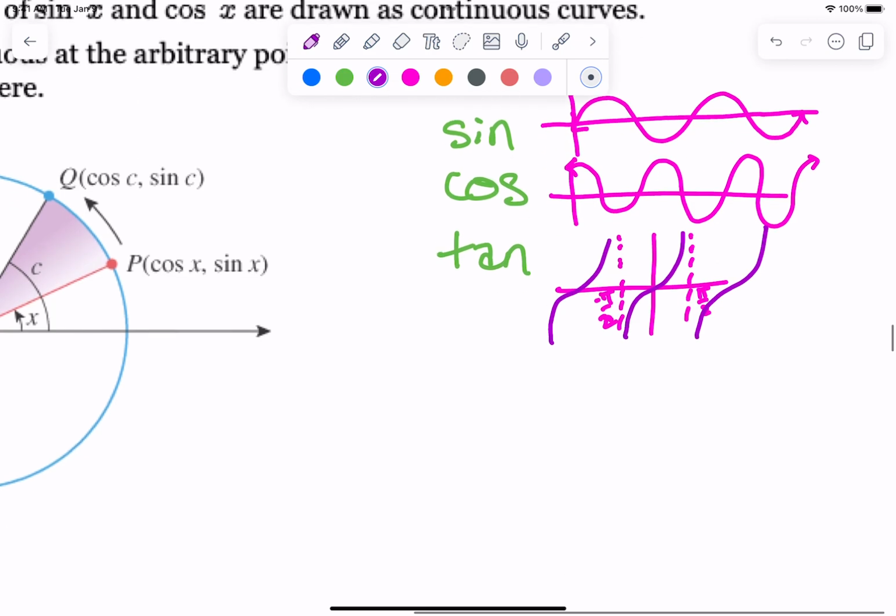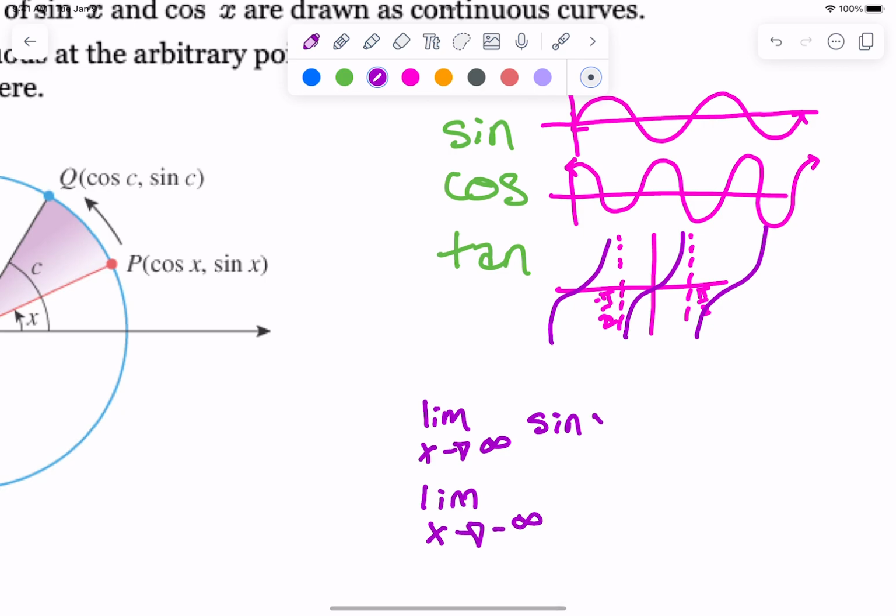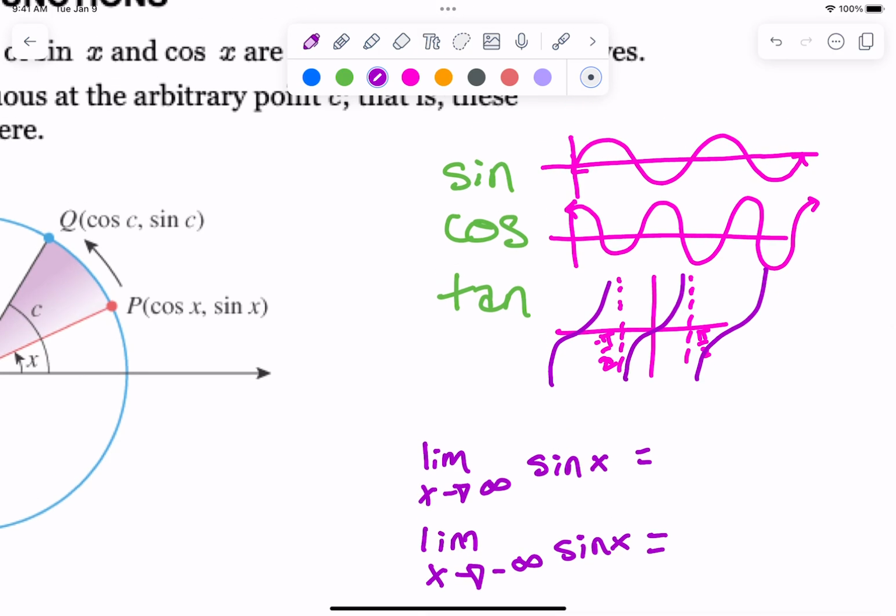Let's look at sine and let's talk about some limits here. Let's say the limit as x goes to infinity of sine of x, and the limit as x goes to negative infinity of sine of x. What I'm asking is, as he goes forever to the right, what is sine approaching? It doesn't depend on the amplitude. If he's going forever to the right, what is he approaching?